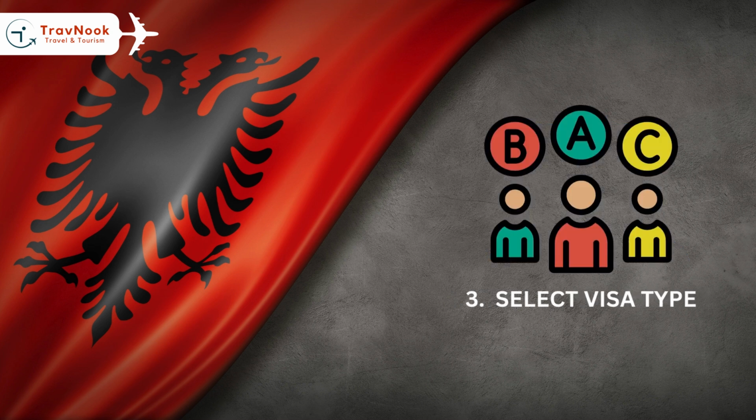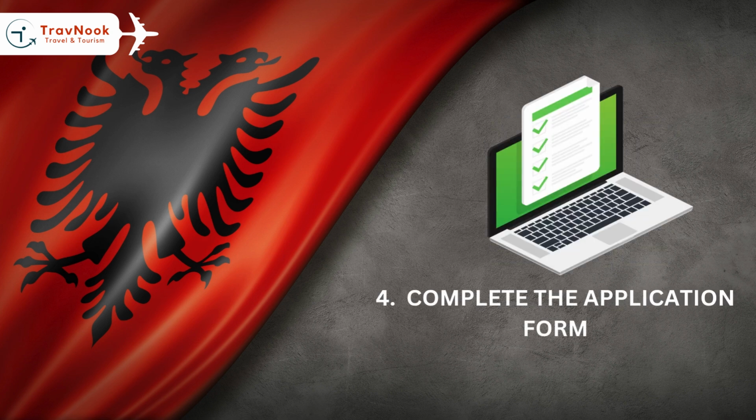3. Select visa type. A short visit visa is Type C. After selecting the visa type, scroll down to Browse Type C visas and click the purpose of your visit. In there, click the Apply button. 4. Complete the application form. Fill out the online application form with accurate details.